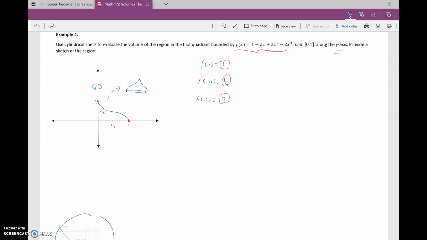Okay, so let me set up the volume. And in this case, our actual volume is going to be equal to the integral from 0 to 1, 2 pi x. And technically the function, it's that monster. So 1 minus 2x plus 3x squared minus 2x to the third, and this is dx. So we're looking at 2 pi integral from 0 to 1 of x minus 2x to the third plus 3x to the third minus 2x to the fourth, technically dx.